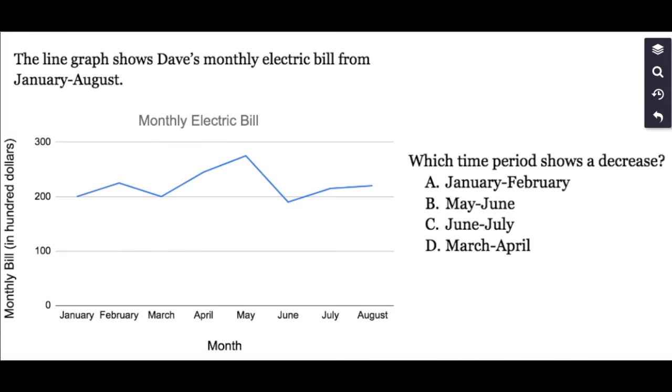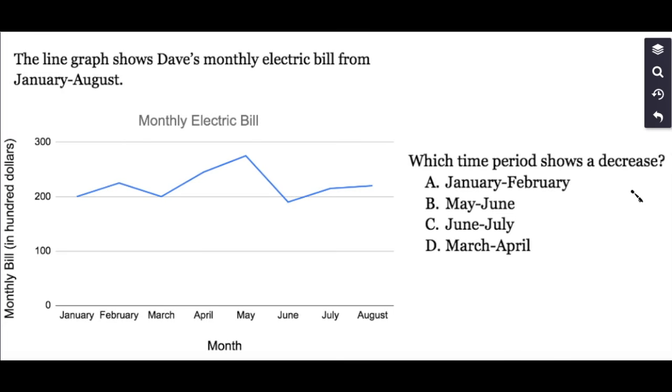The line graph shows Dave's monthly electric bill from January through August. On the left here it says monthly bill in $100, and down here is just giving us the months. I tried to make this graph as big as possible in case you're watching this on a phone or another device with a small screen, so I put the question over here. The question is, which time period shows a decrease? Is it A, January through February, B, May through June, or D, March through April?